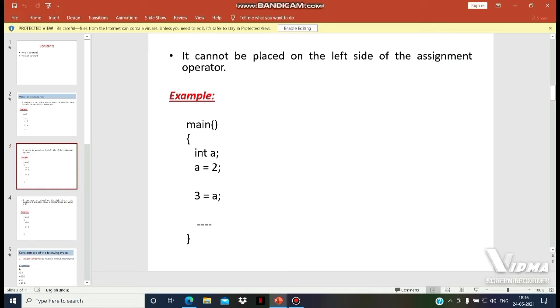We can see the example. a = 2 is right. 3 = a is false, because we should not place the constant on the left side of the assignment operator. I will also show how this is true.